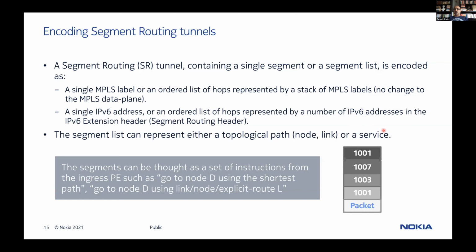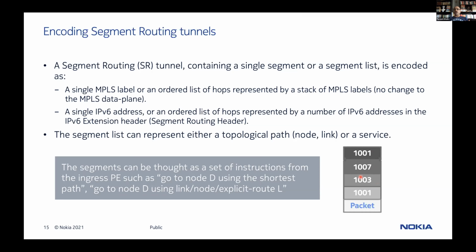So I've got an example here. So you see a packet. Now think of it as an IP packet, and you've got a stack of MPLS labels. So 1001, 37, 1001. The top label is 1001. So it's a stack of labels that is actually encoded in the packet. Now, I spoke about segment routing over IPv6. We call it SRv6. In that case, that list of segments is actually a list of IPv6 addresses.